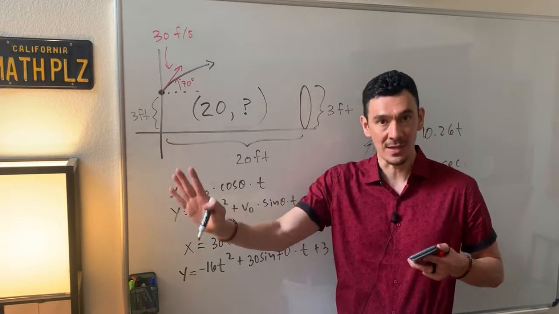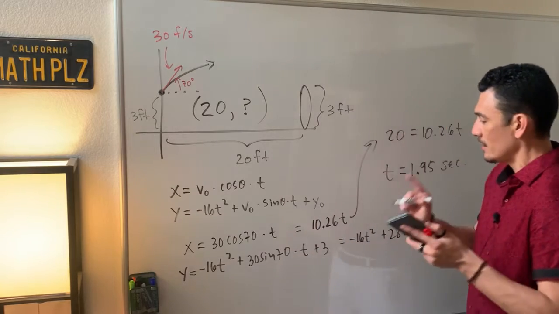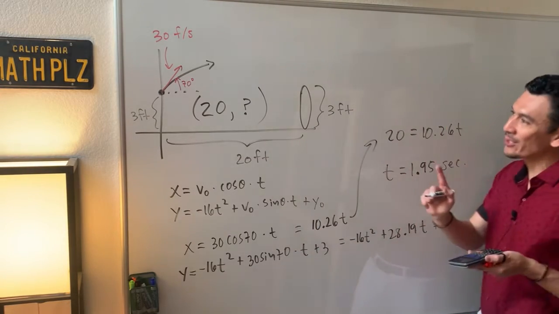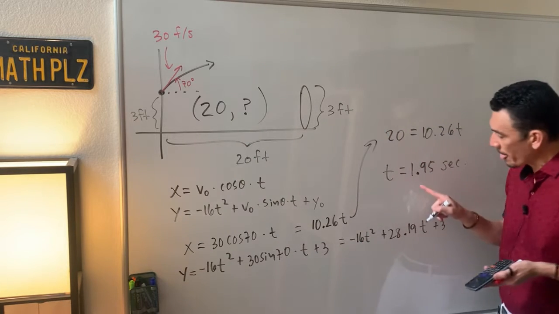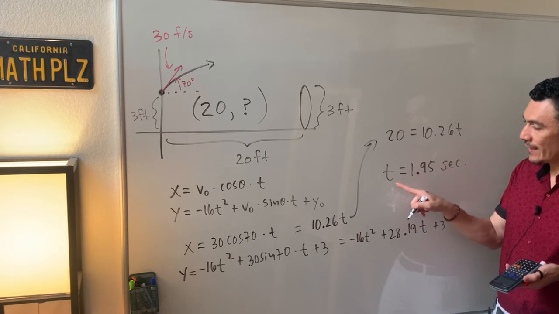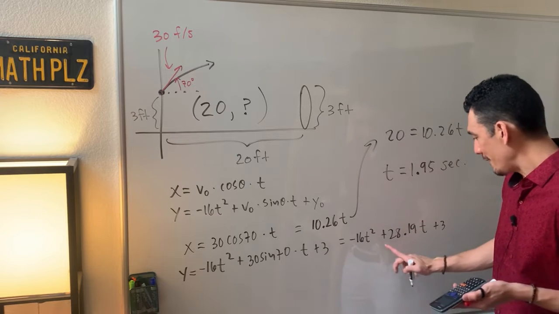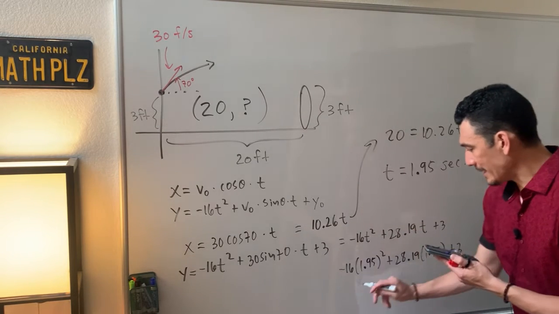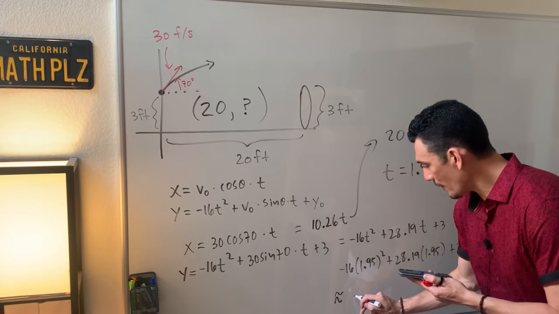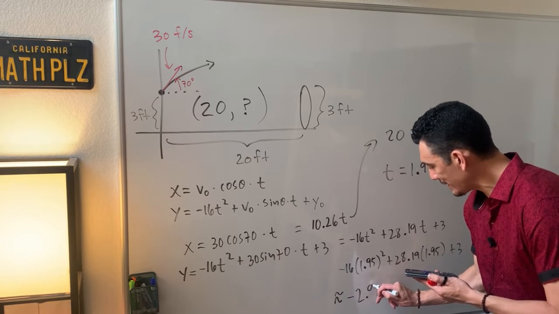like 20 feet horizontally. The question is, darn it, what is the y coordinate that goes with an x coordinate of 20? So what you want to do is take 1.95 seconds and plug it in for t there and plug it in for t there. And I got a height of about negative 2.9.